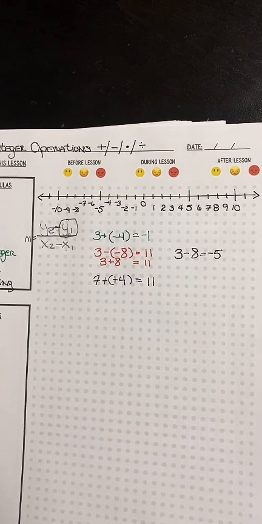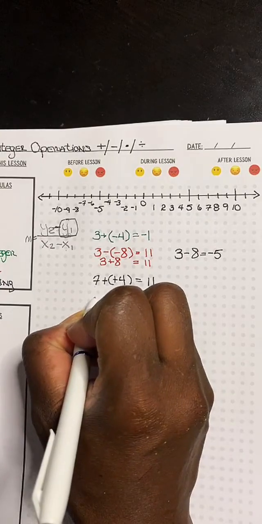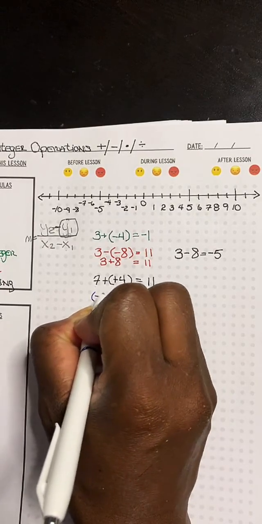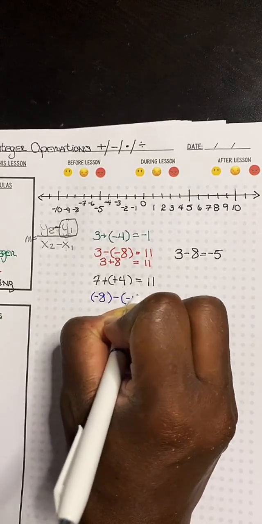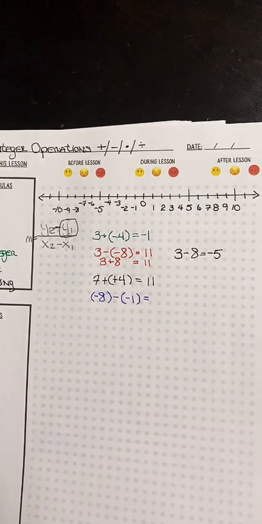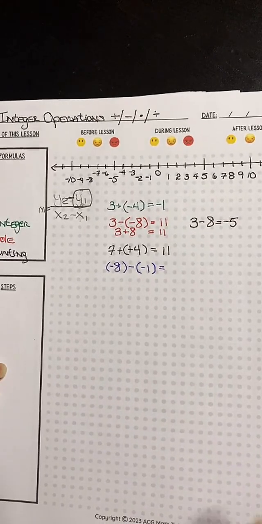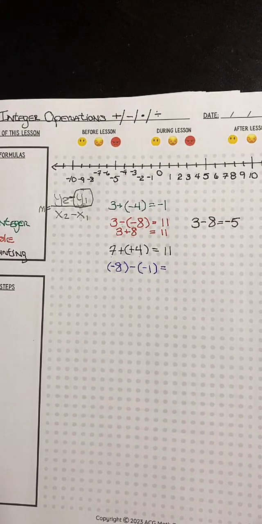So let's try this one. Okay, negative 8 minus negative 1.